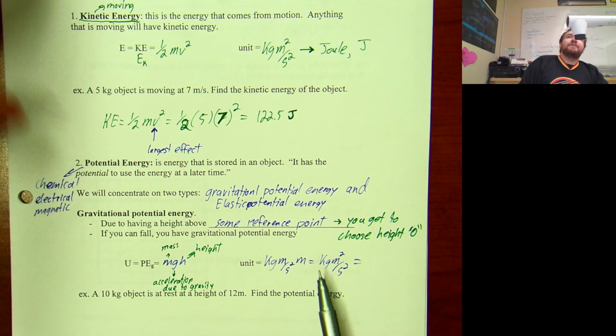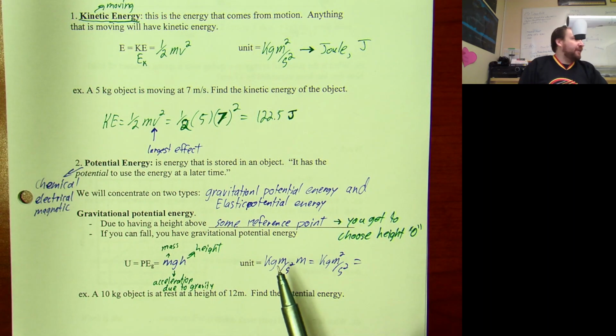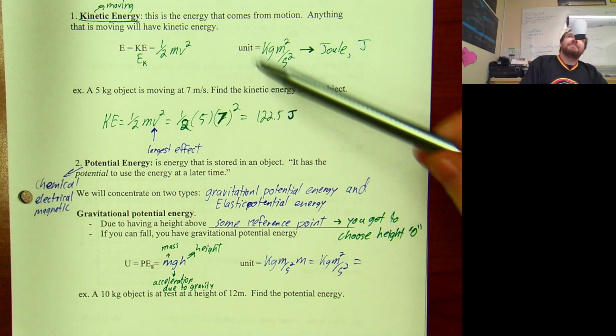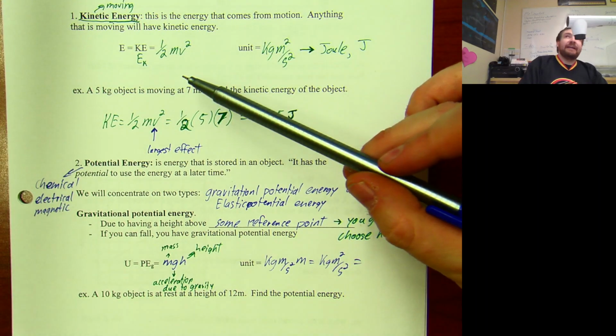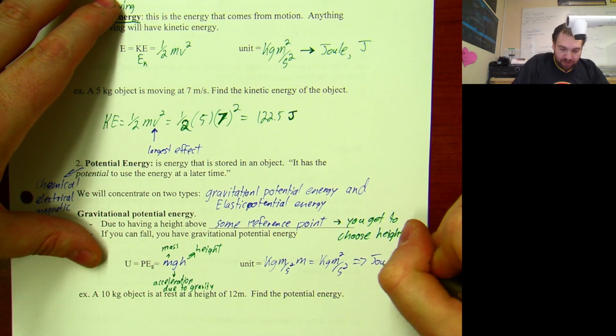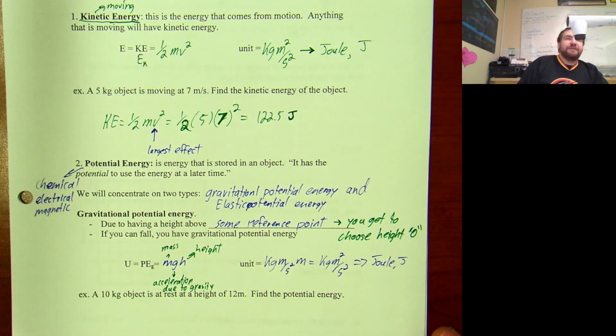So we actually have the same formulation, even though we're talking about a different kind of energy. We have the same formulation, kilogram meters per second squared. The same thing we got up here for kinetic energy, we are also going to call this thing a joule because it's a form of energy.